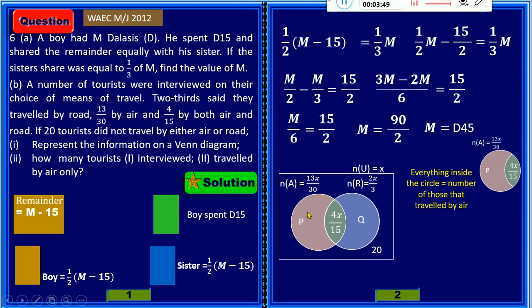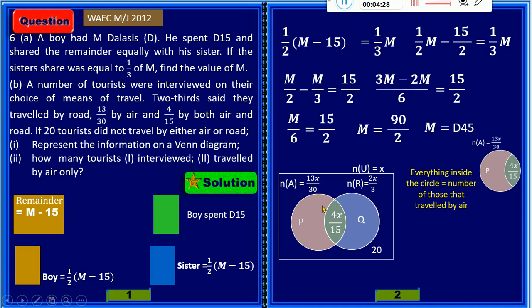We have the total number of tourists being represented by the rectangle, the universal set, and the total number is x. Out of this x, 13x/30 traveled by air, 2x/3 traveled by road, and therefore the number that traveled by air only is P. The number that traveled by road only is Q. This number in the middle here are those that travel by both air and road.